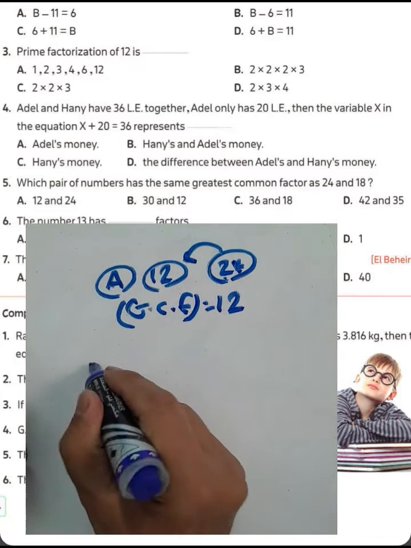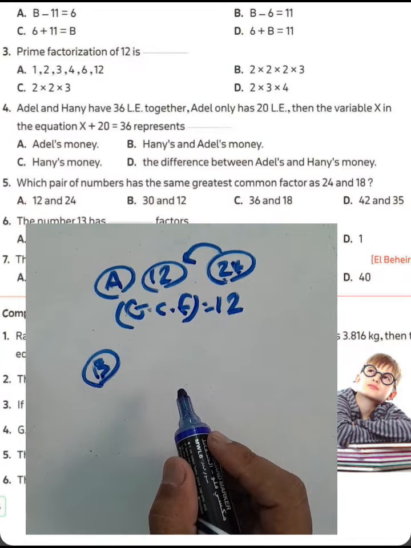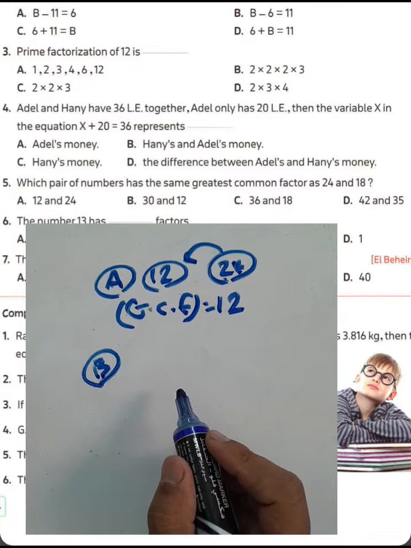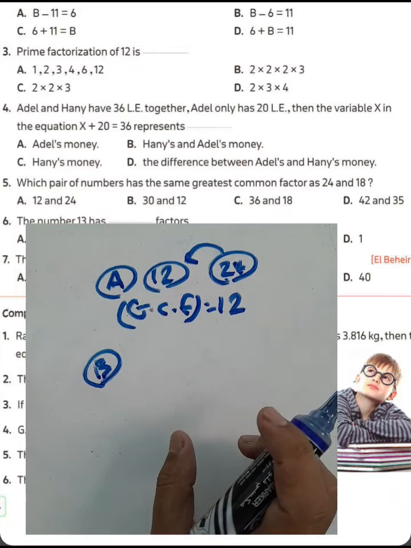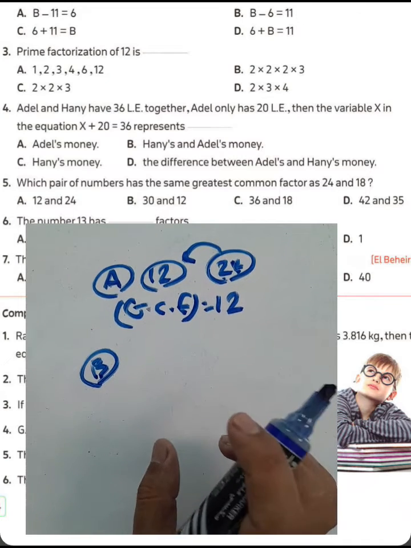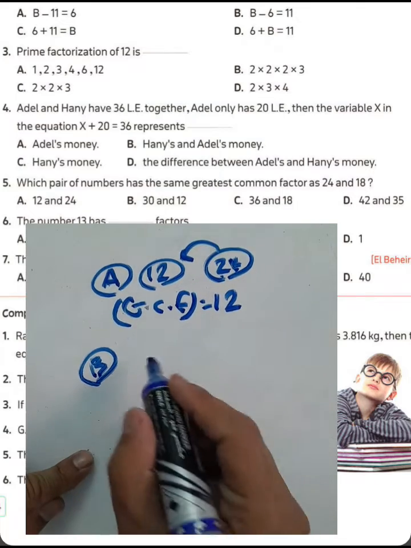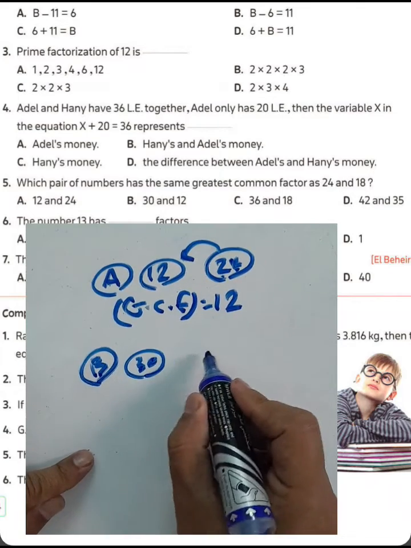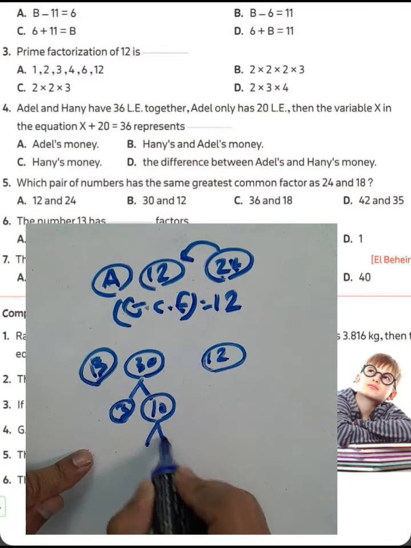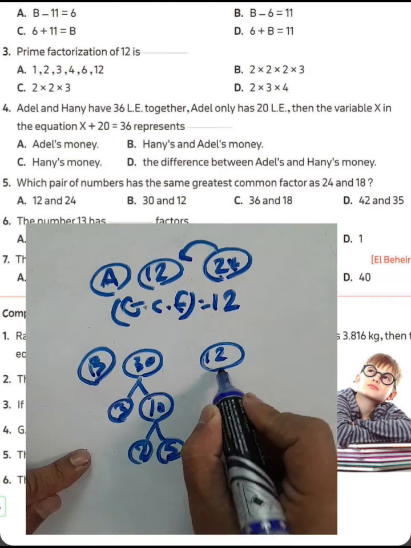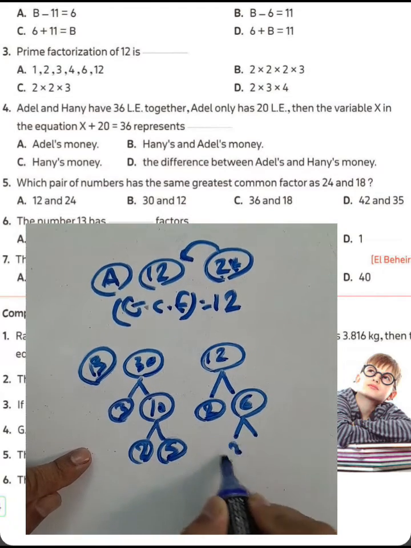What about letter B? We want to find the greatest common factor between two numbers. And we are searching for what? The greatest common factor between the two numbers will be 6. I want to find the highest common factor, 6, to choose the result. Look at 30 and 12. First, 30 equals 3 multiplied by 10, and 10 equals 2 by 5. And 12 equals 2 by 6, and 6 equals 2 by 3.